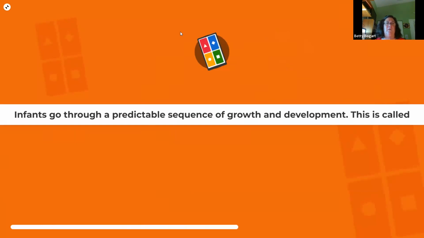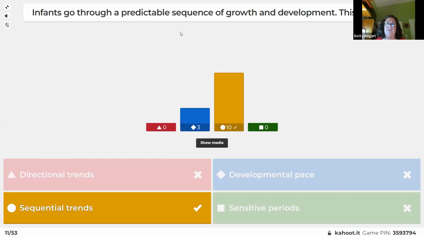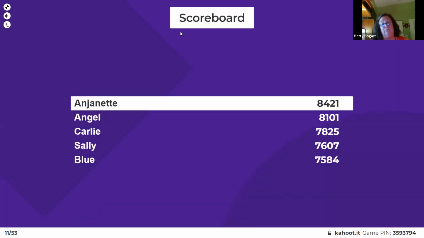Infants go through a predictable sequence of growth and development, and this is called... you will see me pull back from another lecture and throw some concepts in here. These are important concepts. So the sequence of growth and development is called sequential trends. It is actually that easy. They roll and then they're on their knees and then they crawl and then they're creeping and they're walking, and all of these things are predictable. It is a sequence that they go through in growth and development, and it is called sequential trends.